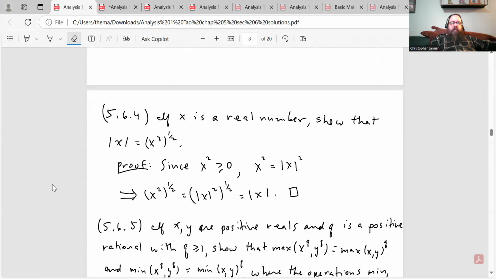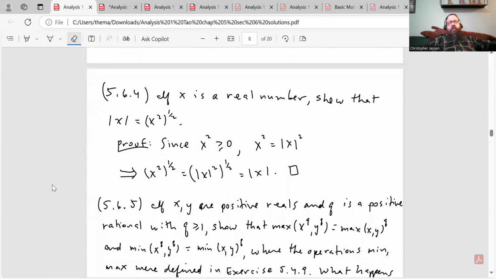Okay. 5.6.4 is a one-line proof as well. If x is a real number, show that the absolute value of x is x squared to the 1/2. So here's my proof. Since x squared is greater than or equal to 0, then x squared equals the absolute value of x all squared. That follows from, again, proposition 5.6.3, I think, there's a part of that that says that. That implies x squared to the 1/2 is equal to the absolute value of x squared to the 1/2, which simplifies to give you the absolute value of x. Therefore, the proposition follows. That follows from proposition 5.6.6.